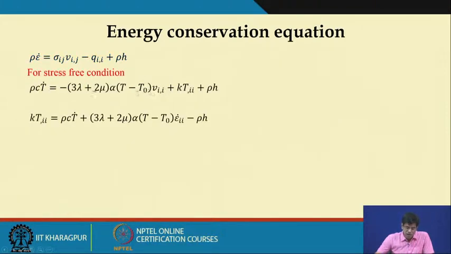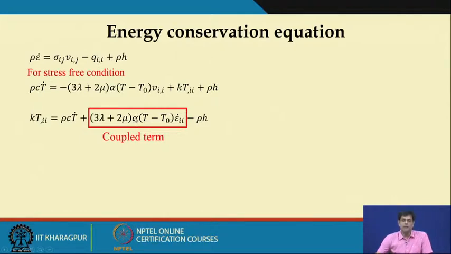Now this is coming from the heat conduction equation, that is Fourier law, where k is the coefficient of conductivity, and rho h is the source term. Now, after some rearrangement, if you see this, there is a coupling term here. Even though it is a stress free condition, there is a strain which is coupled with the thermal expansion coefficient alpha.